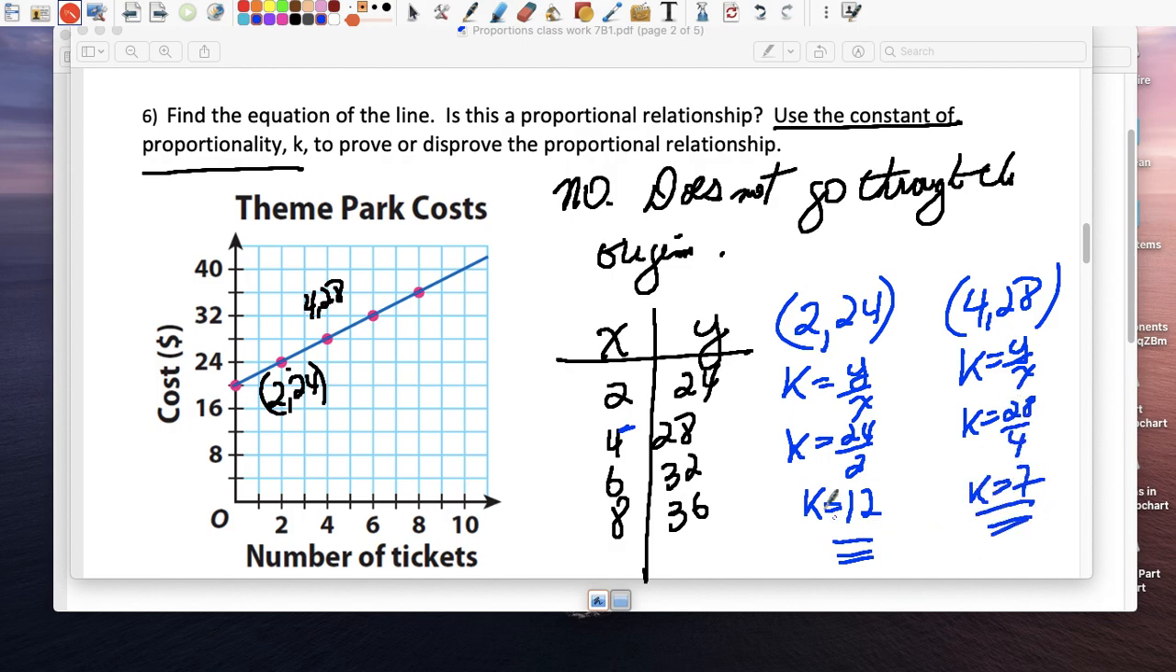Notice that they're different. So we don't have to do 6 and 32 and 36. We already have two. So right off the bat, because the k's are different, this is not a proportional relationship. Because if it was, we would get the same value for k for each of the points. Just right off the bat, what do we call that? That is your y-intercept.